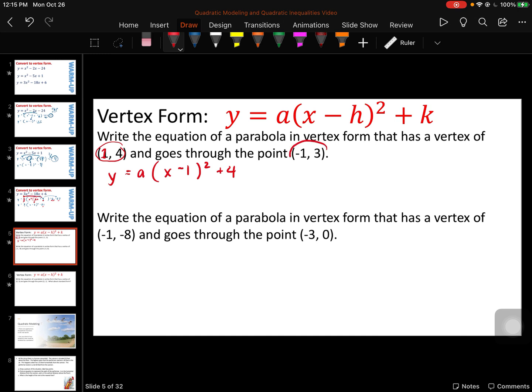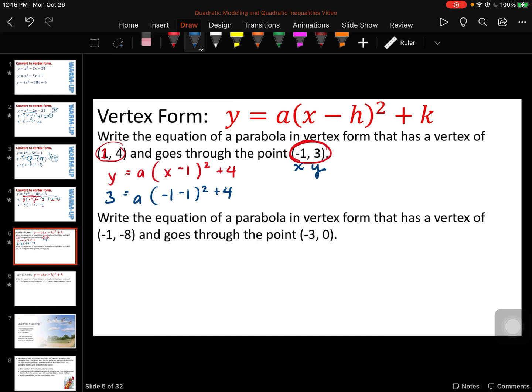And now I gave you the point -1, 3. So I'm going to plug that in for x and y. This should remind you a lot about when you wrote equations of lines and you plugged in the point to find the y-intercept. We're trying to find the a, which tells whether we're stretched or compressed. So I'm going to plug in 3 for y. I'm going to leave the a there because that's what I'm trying to figure out. I'm plugging in -1 for x. And then we're going to solve it out to get our a, and then we can write the final equation.